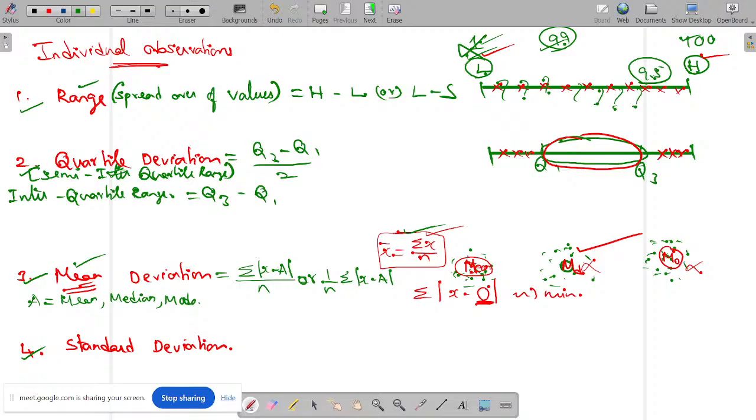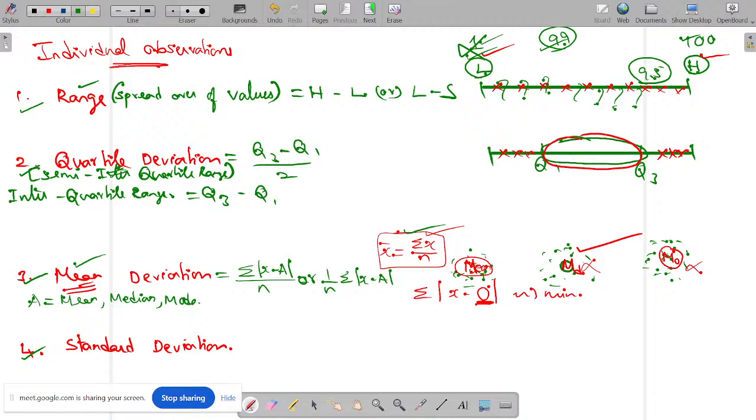What is the A value? You can take mean or you can take median or you can take mode. Which is better? Median is better. But if nothing is mentioned in the question paper, you have to take the mean only. Please make a note of it. It will be defined. Find mean deviation about median, then you can take A as median and use it. Find mean deviation about mode, you can use A for mode and use it.